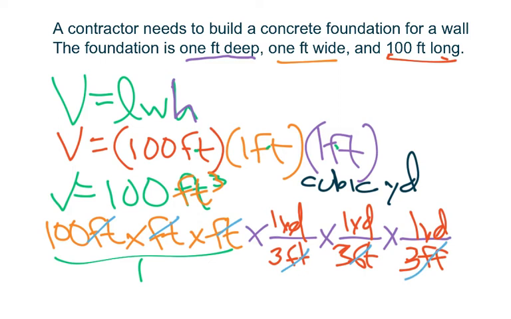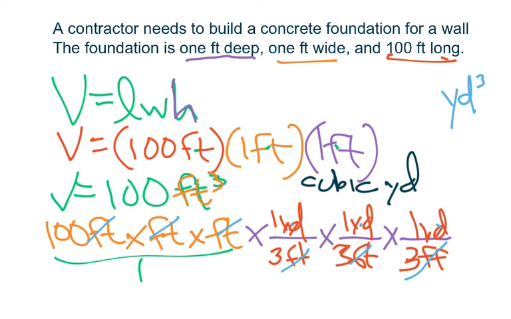That last feet looked really weird. Sorry about that. Then I know that I'm going to end up with what I'm looking for, which is cubic yards, because I have yard times yards times yards, which would be cubic yards, or yards cubed. And then I just have to multiply.